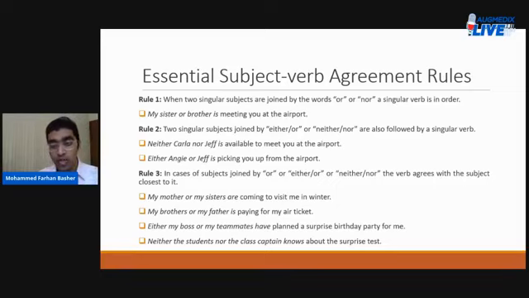Neither the students nor the class captain knows about the surprise test. In this example, you can see neither the students, right, a plural noun, and the alternative noun is the class captain. And immediately following the singular noun is the verb knows, right? And this verb is in its singular form. So we say neither the students nor the class captain knows about the surprise test. So the verb follows the subject that is the closest to it. All right, I hope this is clear.